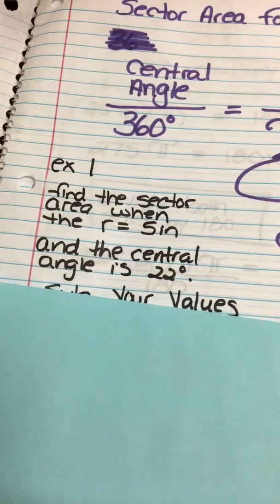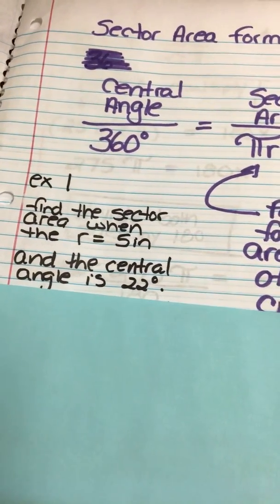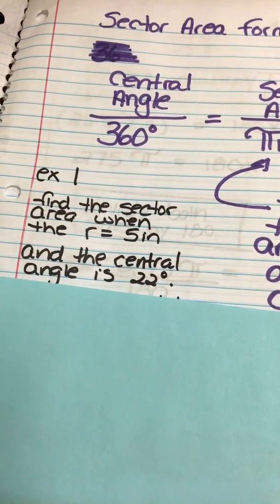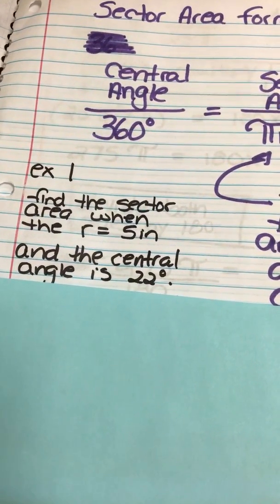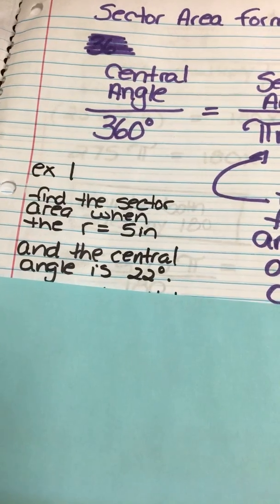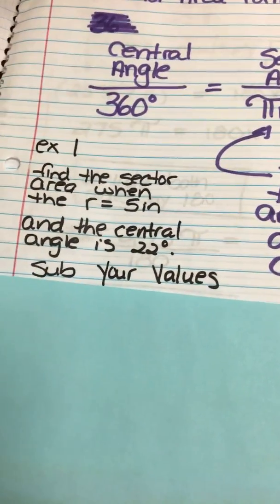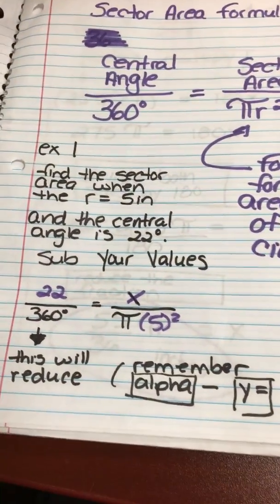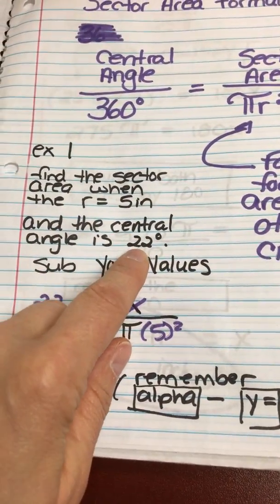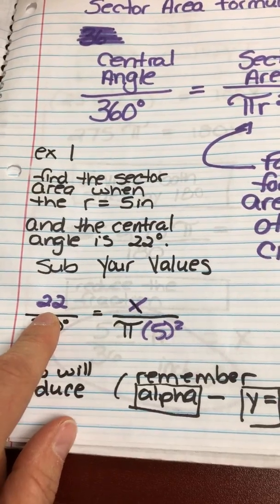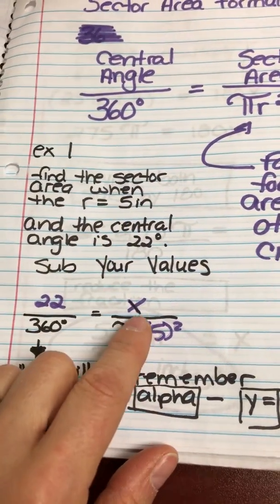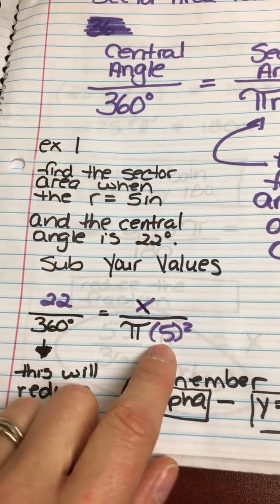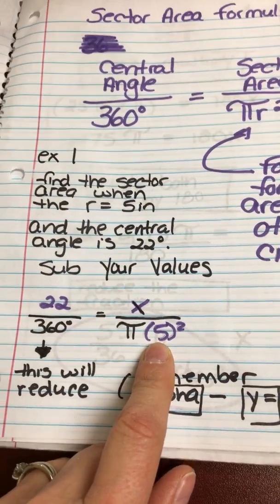So let's try a problem, okay? Find the sector area when r is equal to 5 inches. It says 5 inches, not sin. And the central angle is 22 degrees. So first we're going to substitute our values, okay? So 22 is the central angle, so I'll substitute that. I have to find sector area, so I'll call that x. And the radius is 5 inches, so I'm going to substitute the number 5, okay?